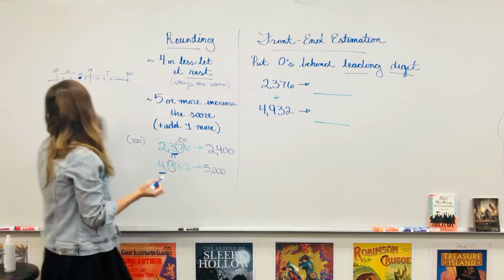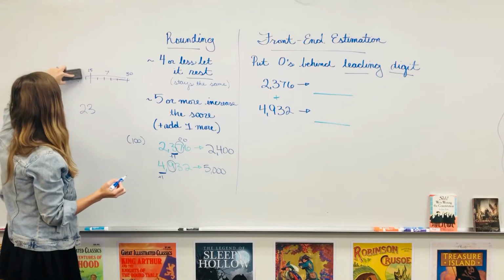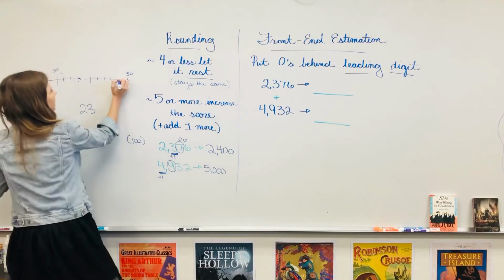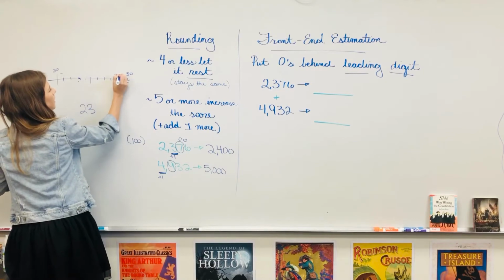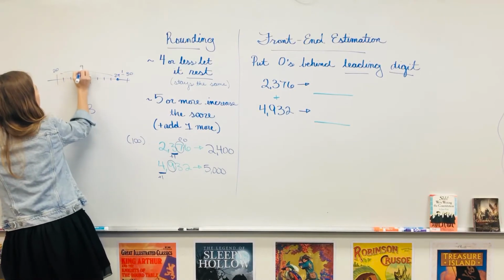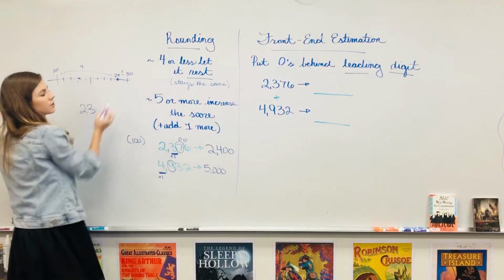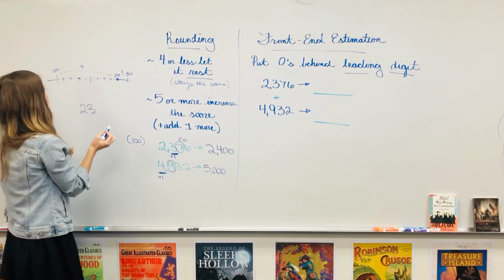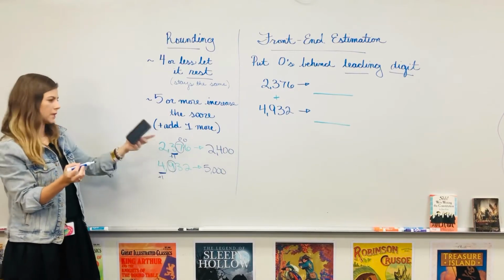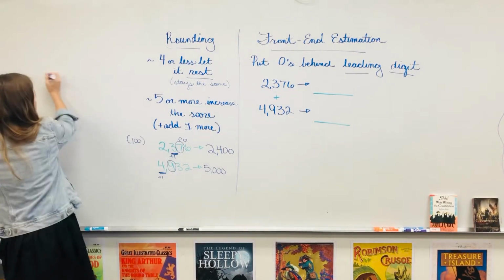But if you had the number, let's say 29, right here, 29. Now 29 is only 1 away from 30, but it's 9 away from 20. So you'd round to 30, it's much closer to 30. We can do the same thing for numbers in the tens place, the hundreds place, the thousands place.